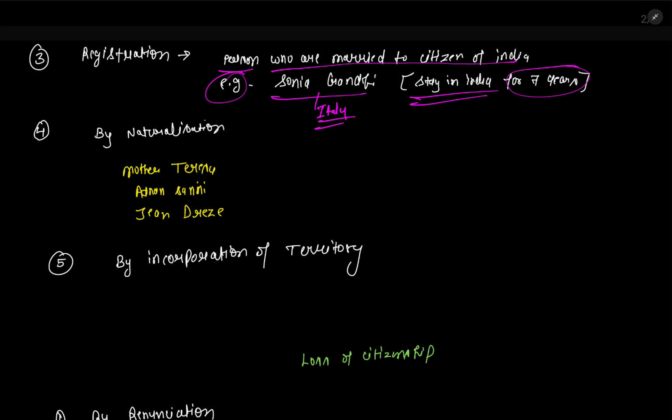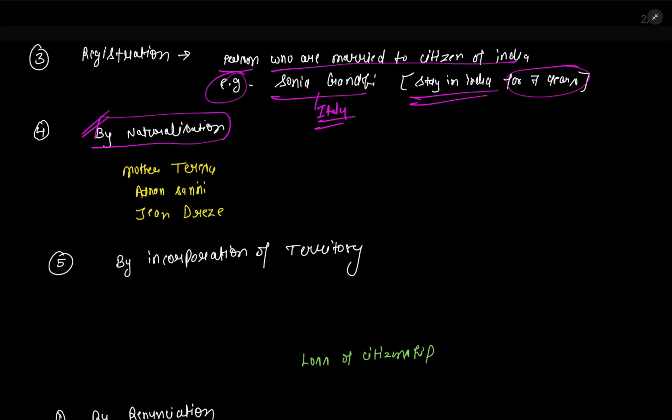Now what is the fourth method? The fourth method is via naturalization. Okay, via naturalization. Now please pay attention. Here there are a lot of things that we need to understand in a little more depth. Now there are various rules under the process of naturalization.